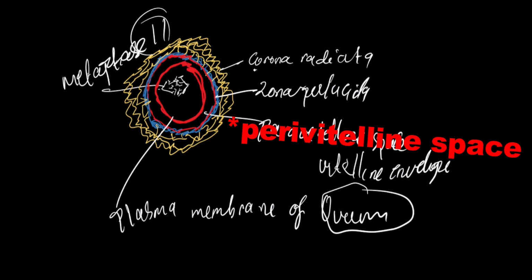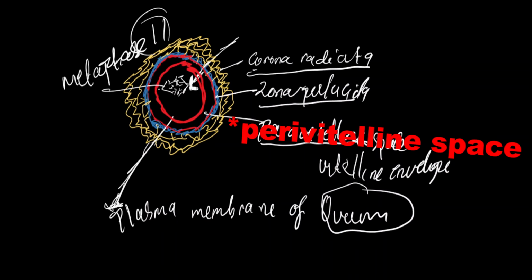We can see the number of barriers that the sperm cell would have to pass through in order to get into the cytoplasm of the ovum. It would have to pass through the barrier of the corona radiata, then the zona pellucida, the paravitelline space, which is not essentially a barrier, and then finally it would have to get to the plasma membrane of the ovum. Now let's consider each of these barriers one after the other, starting off with the corona radiata.